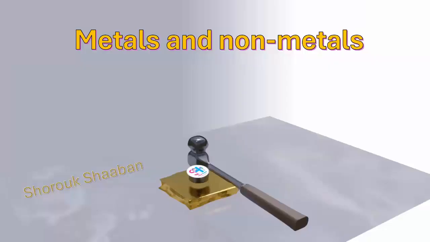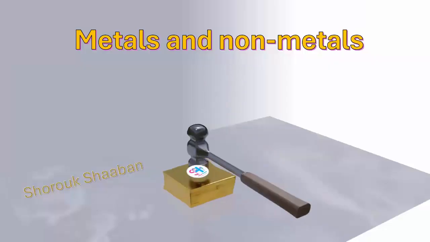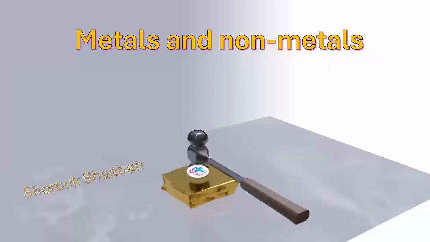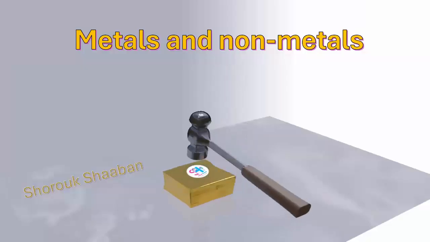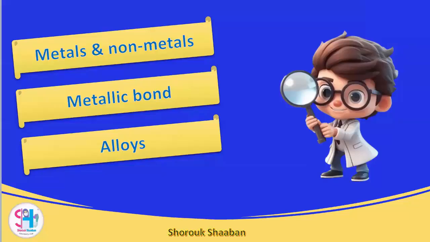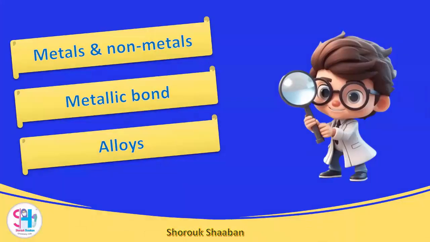That we have already an idea about it from the first term, but today we will continue taking more difference points between them. So in this lesson we have 3 points to study. The first one is the difference between metals and nonmetals. Second, metallic bond. And the third point about the alloys. So let's say Bismillah and start the first point.